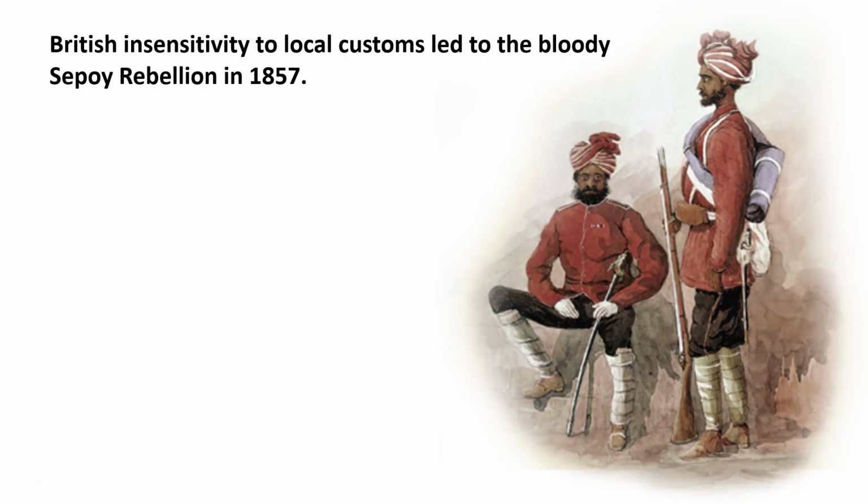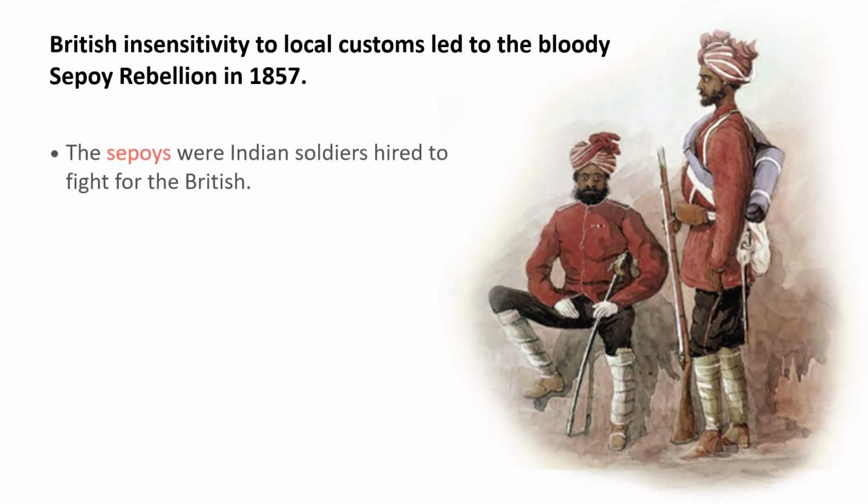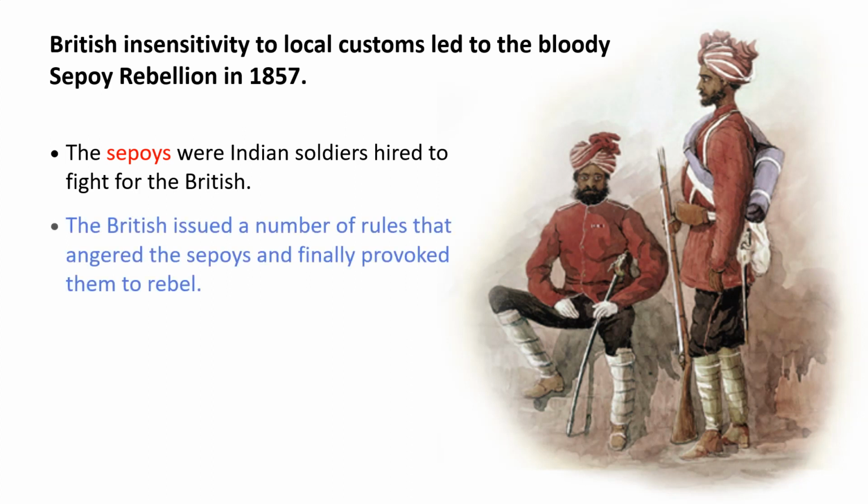Now, granted, the British are coming at their policies from a British perspective, but as we'll see, its insensitivity to the local customs of both Muslims and Hindus are going to lead to what is a significant event in Indian history, certainly in the colonial period, that being the Sepoy Rebellion in 1857. Now remember, we talked about Sepoys before. Sepoys were Indian natives. They were soldiers that were hired to fight for the British. The British issued a series of rules in the 1800s that angered the Sepoys and finally pushed them to the point where they felt they had no choice but to take arms against the British.